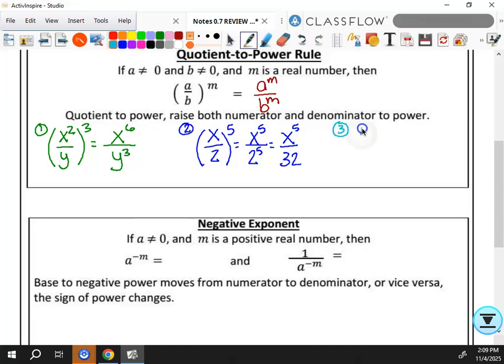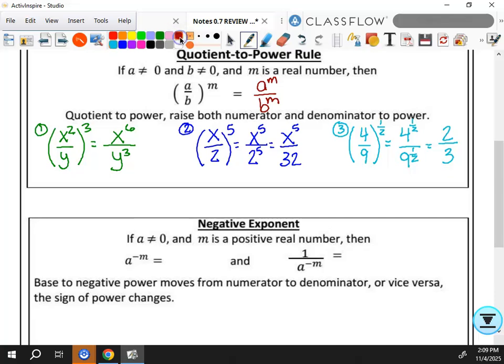last one of these. If I have 4 over 9 to the 1/2 power, that's going to give me 4 to the 1/2 power over 9 to the 1/2 power. What is 4 to the 1/2 power? 2. 9 to the 1/2 power? 3. It's the same as taking the square root, right? You done? Yep. All right.